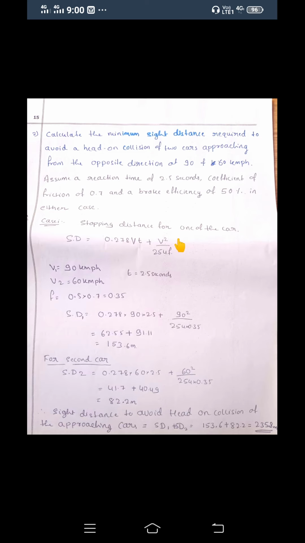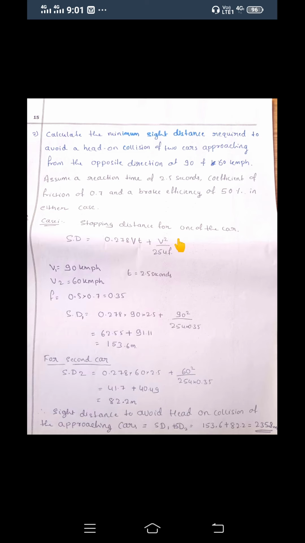So here we have the stopping sight distance for two vehicles, which are moving in opposite directions, so we need to find the stopping sight distance for both. For the first vehicle, that is 0.278 into 90 into 2.5, where 90 is the speed of the first vehicle, plus 90 square divided by 254 into 0.35. So how much did we get? That is 153.6 meters. This is the minimum distance required to stop one vehicle.